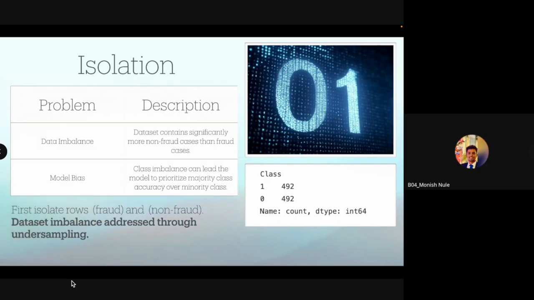The problem we faced is data imbalance and model bias. The data contains significantly more non-fraud cases than fraud cases. For model bias, class imbalance can lead the model to prioritize accuracy on the majority class over the minority class. We need to focus on the minority class, which is 1. If we don't do this, we will be focusing on class 0, the majority class. We need to equate the majority class with the minority class, so we go ahead with undersampling to address this imbalance.